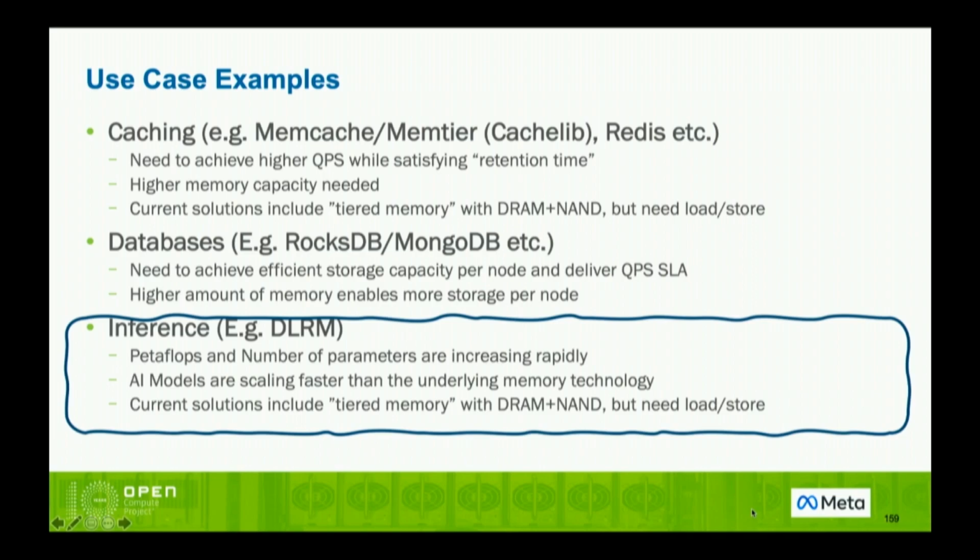that these AI models that are driving this inference infrastructure are scaling much faster as compared to the underlying memory technologies, especially from the capacity perspective. And so this is where, for all of these, tiered memories start becoming a very interesting solution, where I can have different tiers of memory, which allows me to scale the performance and bandwidth needs independently.